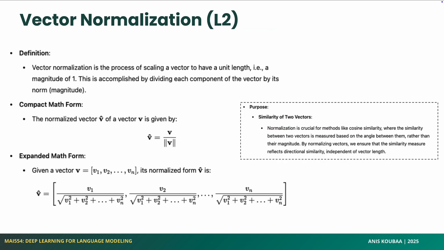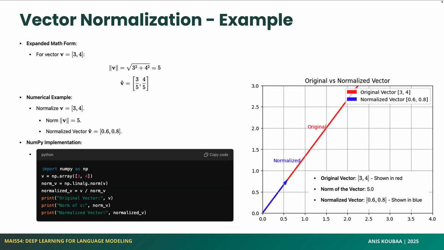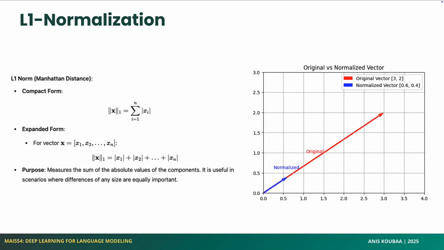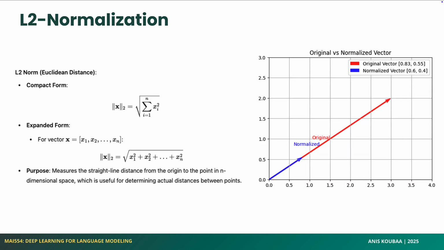Basically, we will divide every value by its norm. And you say, okay, why is this important? I will explain. There are different types of normalization. The previous one, what we've done now, is called L2 normalization, which is based on Euclidean distance.